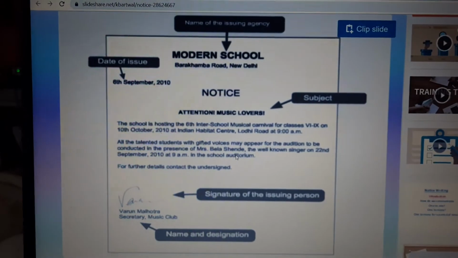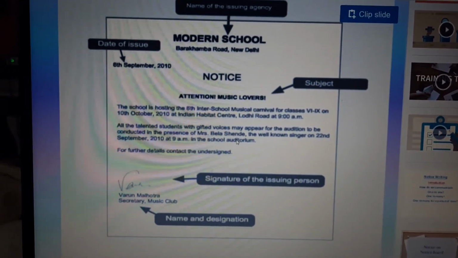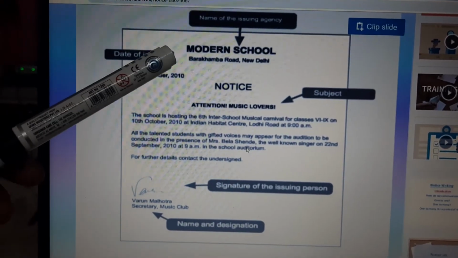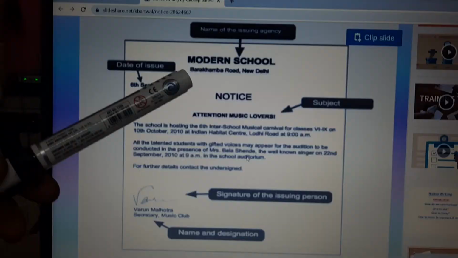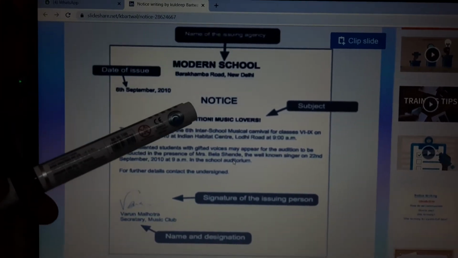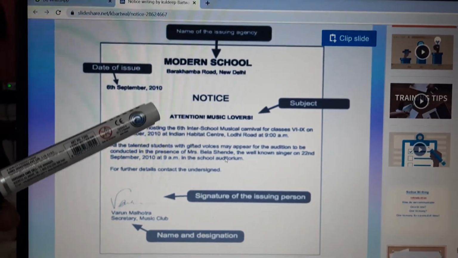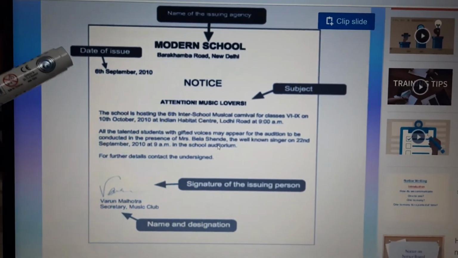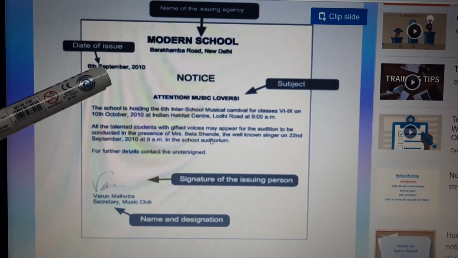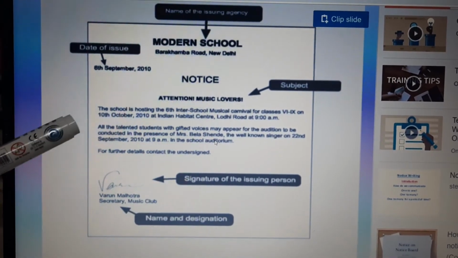Okay, so you can see that all these steps have been followed in a sample notice which is put up here. You have the name of the organization, that is the Modern School, Barakamba New Road, New Delhi, and this is followed by the word notice. What is the topic of the subject here? It is attention music lovers. And the date of the issue of the notice is mentioned here as 6th September 2010. And you have the body or the contents here.